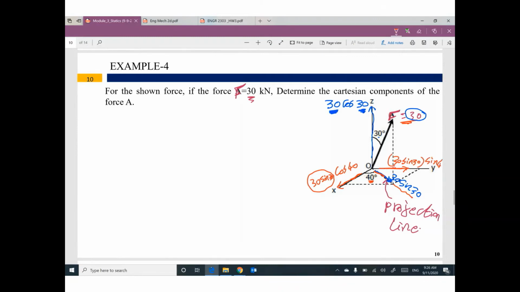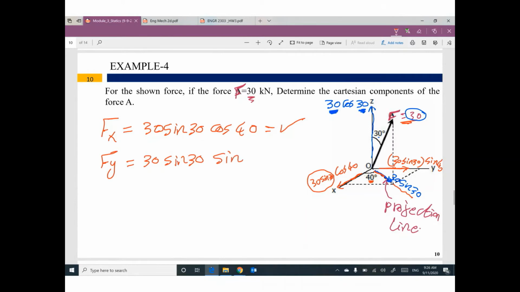So finally, X component of this force equal 30 sine 30 cosine 40. How much? Fy equal 30 sine 30 sine 40. How much? Z component equal 30 cosine 30. How much?